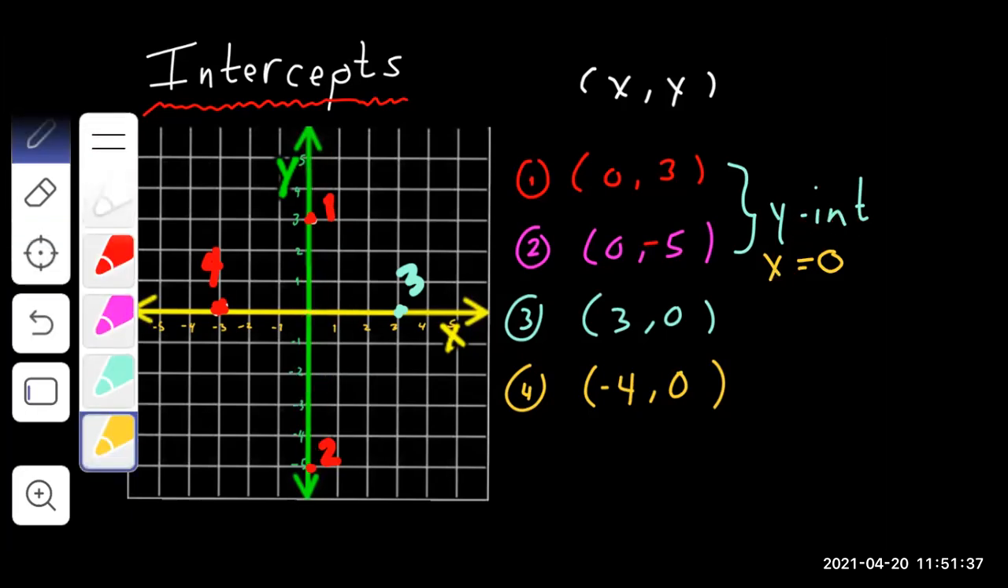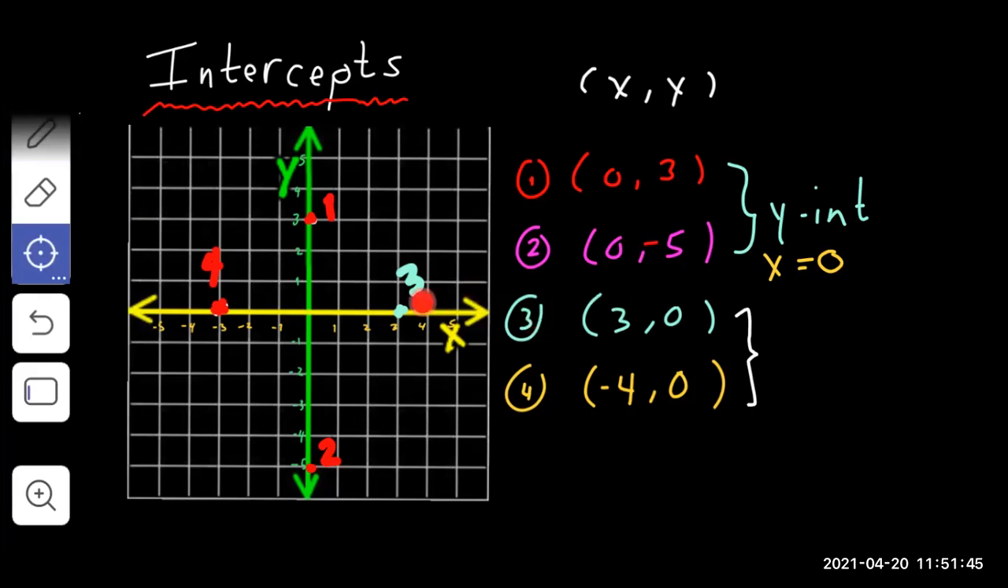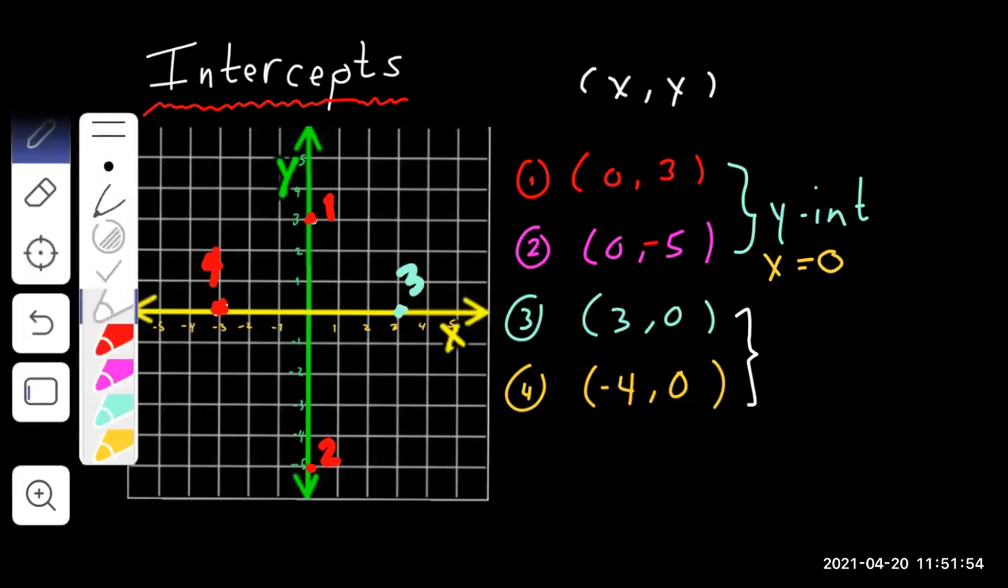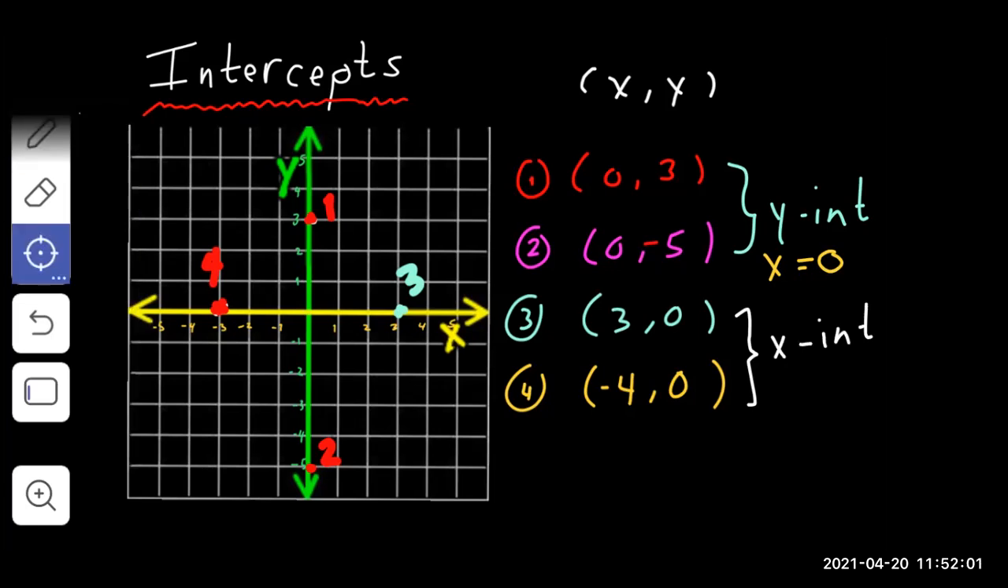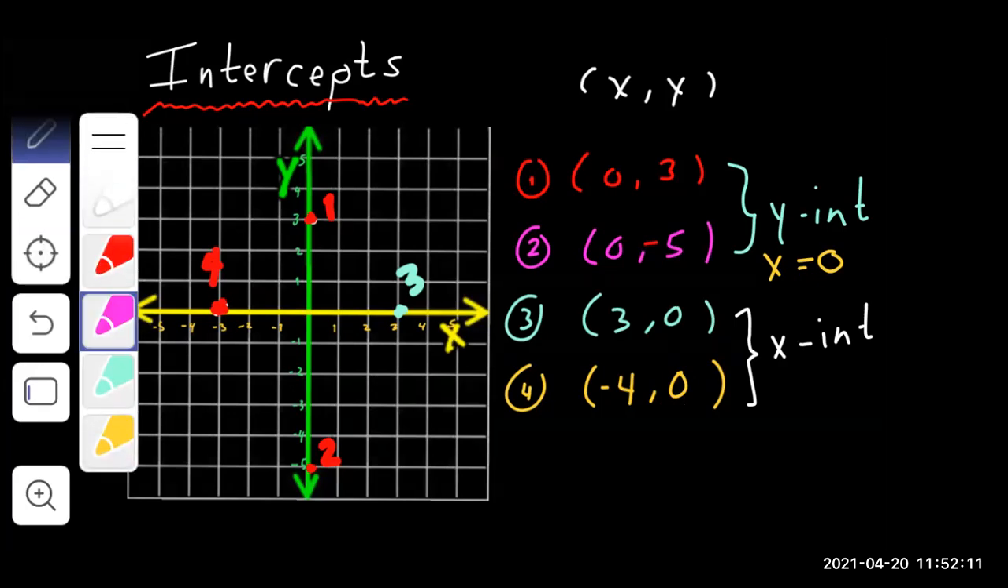Maybe this is a little bit tricky, but don't worry, guys. You're going to understand this later. What is this point number 3? Is it a y-intercept or an x-intercept? What axis is this point touching? X. Both of them are x-intercepts. And what is the value of y when you are talking about the x-intercept? 0. Y is 0.